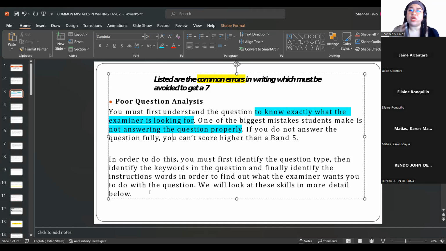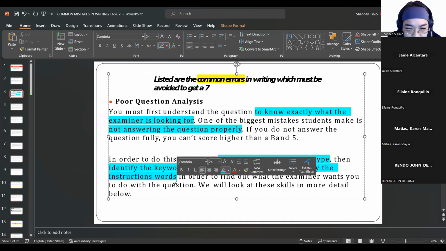Okay, so what is the solution? What should you do in order for you to have a good question analysis skill? In order to do this, you must first identify the question type. What kind of question is this? Then, identify the key words in the question. And finally, identify the instruction words.